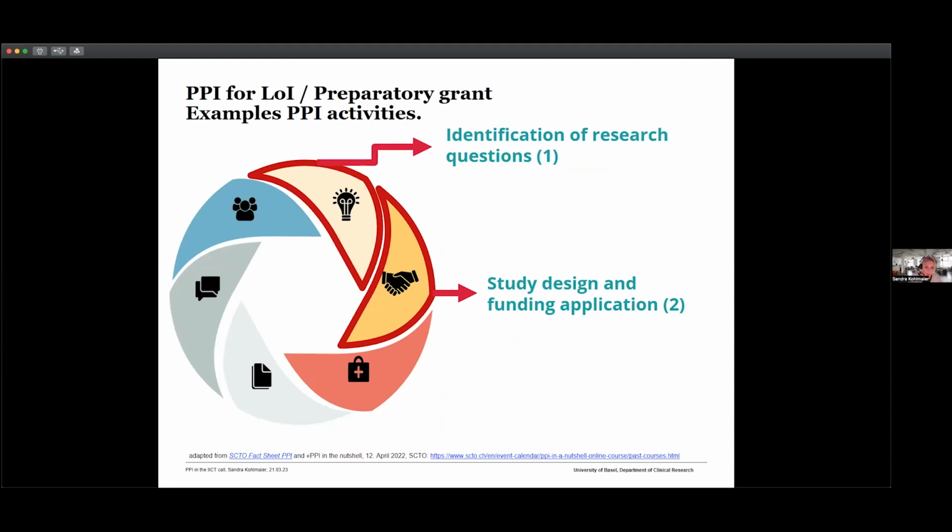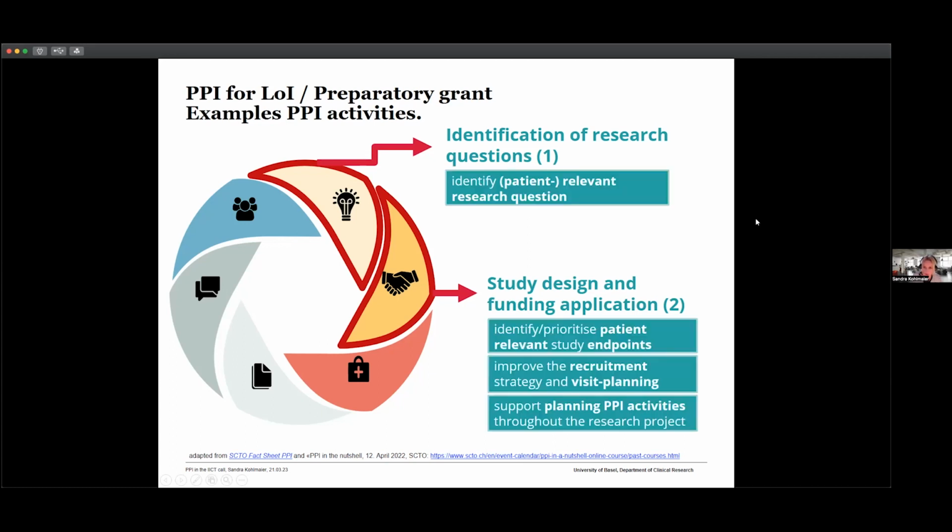For the preparatory grant and the letter of intent, these are some examples of PPI activities. Tamara showed you some examples before. What is very important is that these two phases are concerned here: the identification of the research question, and the study design and funding application. I've just entered a few things here, but I will not go into too much detail, because there are more concrete examples in the next talk.